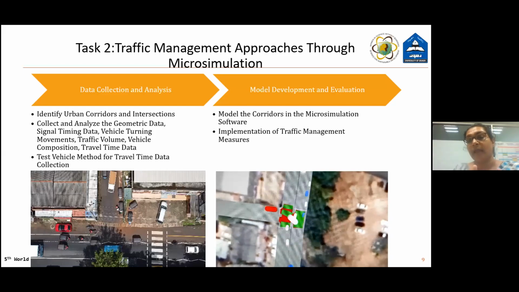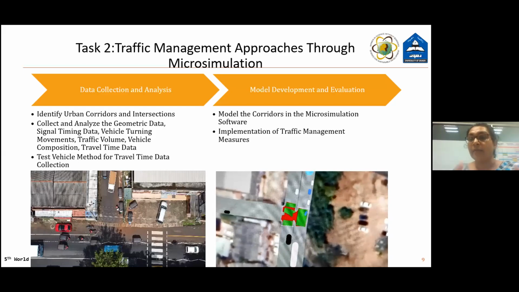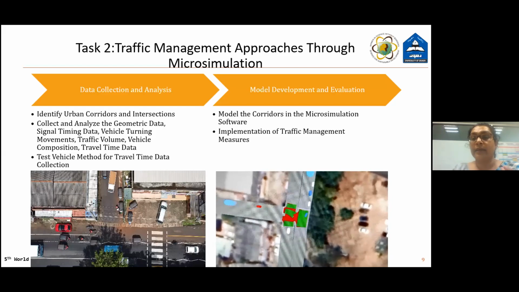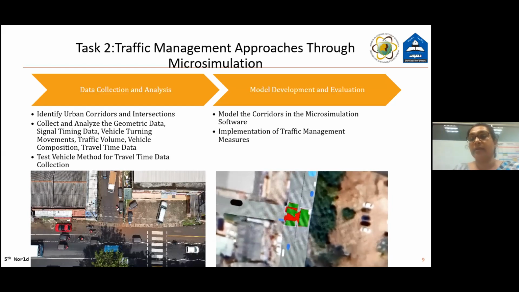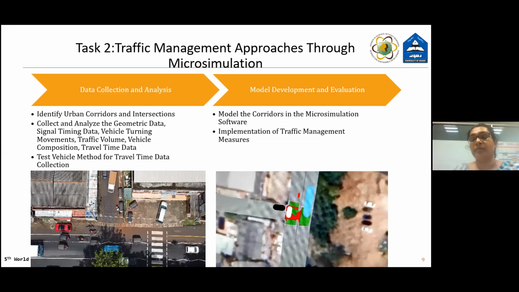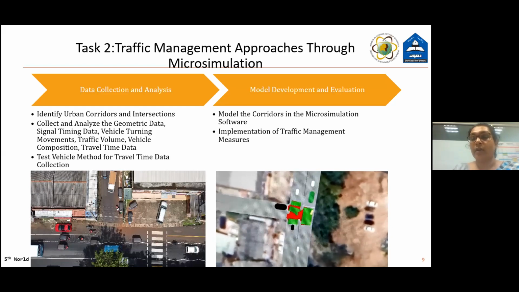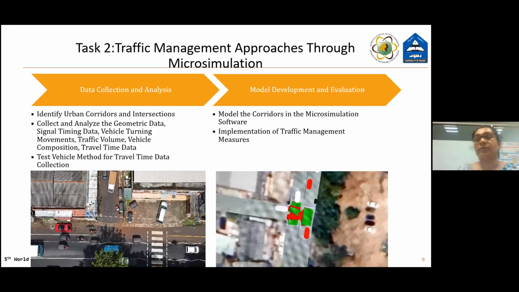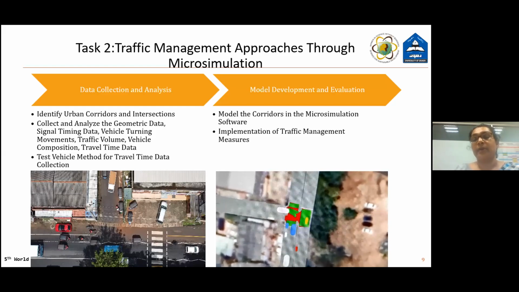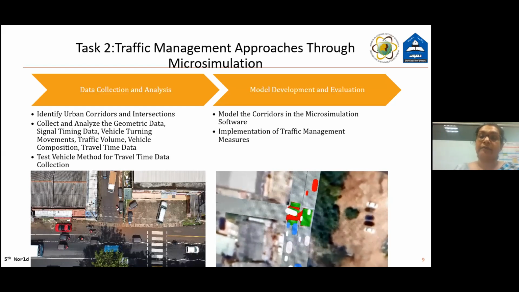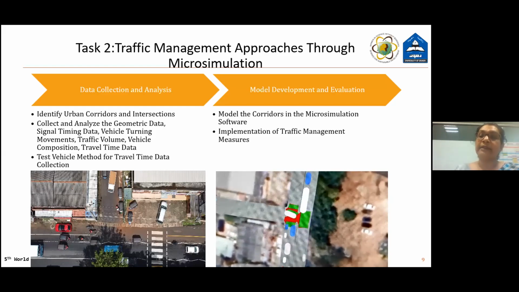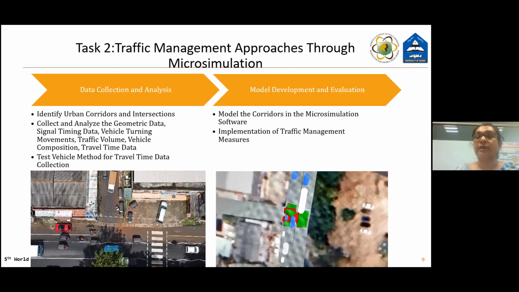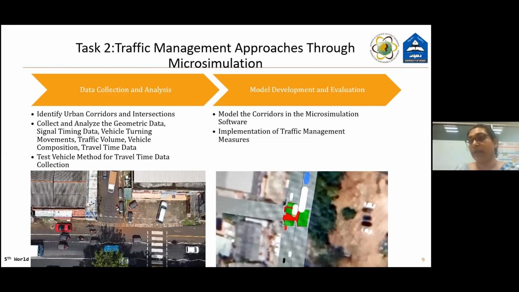The commercial simulation software has been developed in a developed country where the traffic is homogeneous, where mostly the vehicles are following the lanes and so on. That cannot be directly used for countries like Sri Lanka. First of all, we have calibrated the software for local conditions, because driver behavior in this country is different compared to the developed countries.